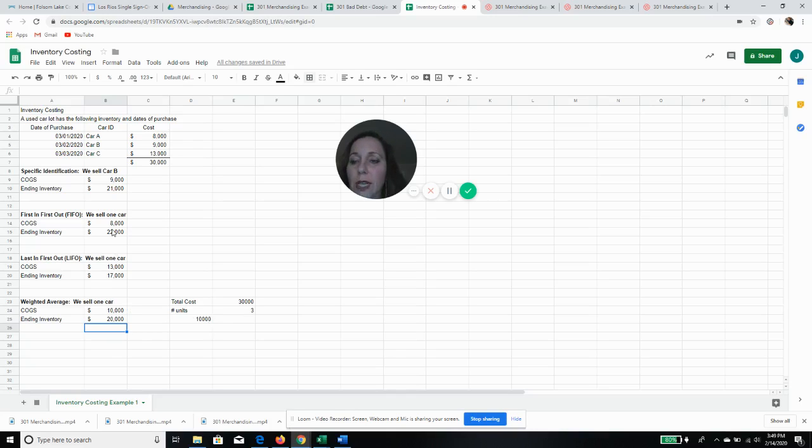First in, first out is going to give you the highest net income when your prices are increasing. Last in, first out is going to give you the lowest net income when prices are increasing. And weighted average is going to do the best job of smoothing out earnings. So whether prices are increasing or decreasing, it won't really matter. All right, that is your overview of inventory costing.